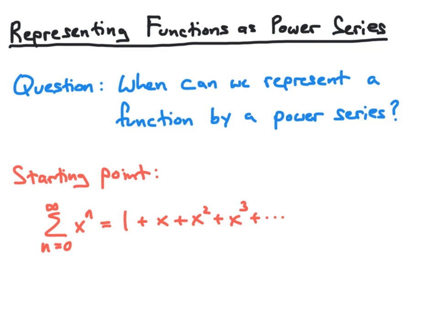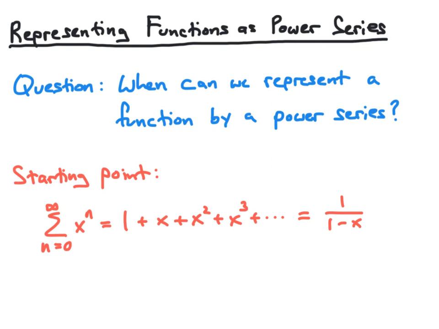Since this power series has the form of a geometric series, whenever it converges, we know exactly what the sum of this series will be. It will be the function 1 over 1 minus x. This is the sum of a geometric series where the initial term is 1 and the ratio is x. However, this equality is not always true. 1 over 1 minus x exists for any number other than 1. We cannot substitute 1 in for x on the right-hand side here because we would be dividing by 0, but we can substitute any other number in for x.